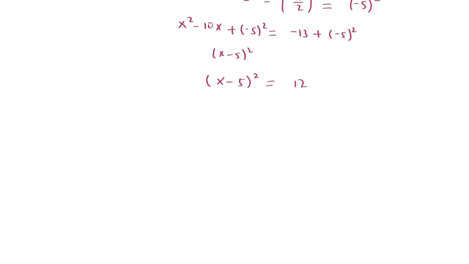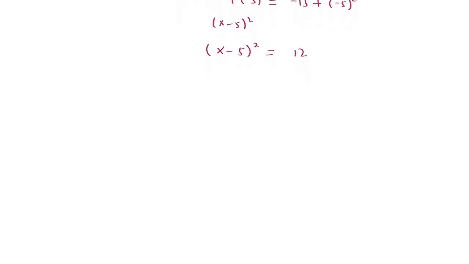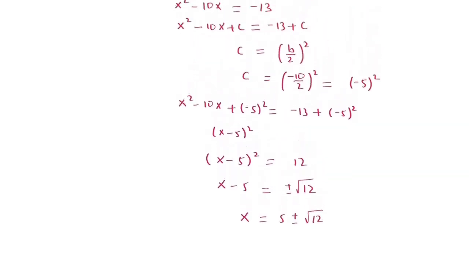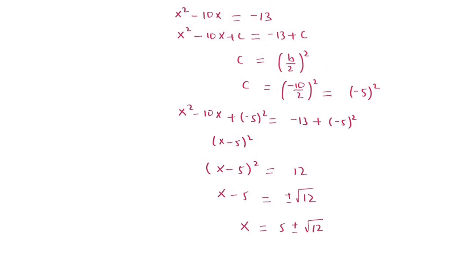Now let us apply the square root to both sides. Then our equation is x minus 5 equals plus or minus square root of 12. Now let us make x the subject. Then our equation is x equals 5 plus or minus square root of 12. And this is the value of x in the surd form requested.